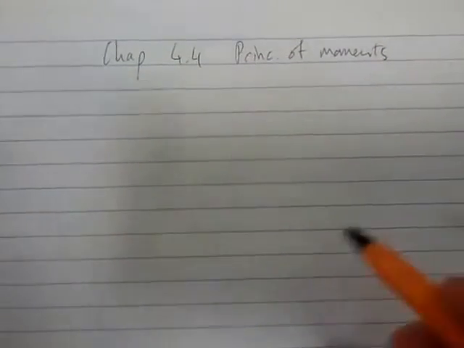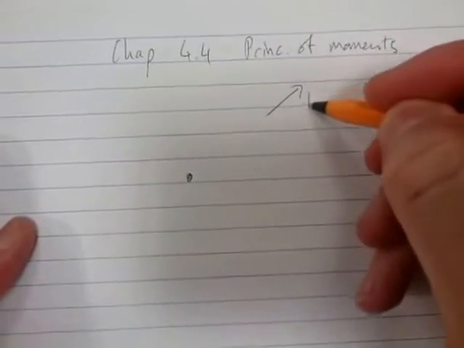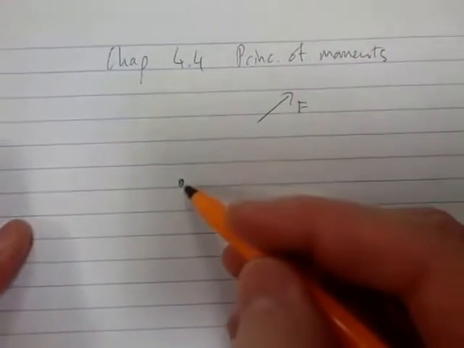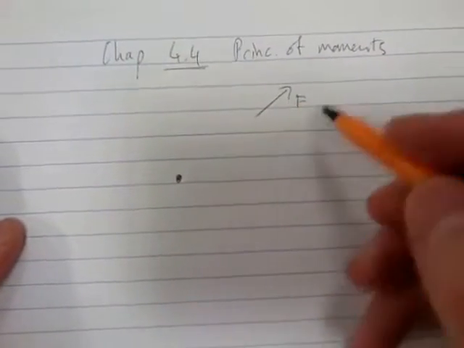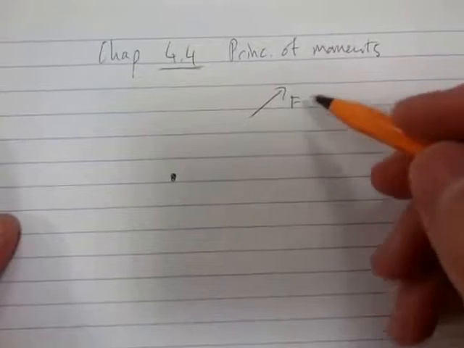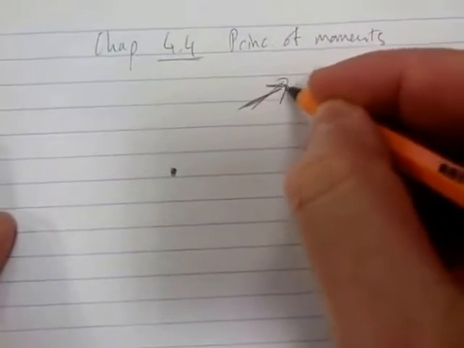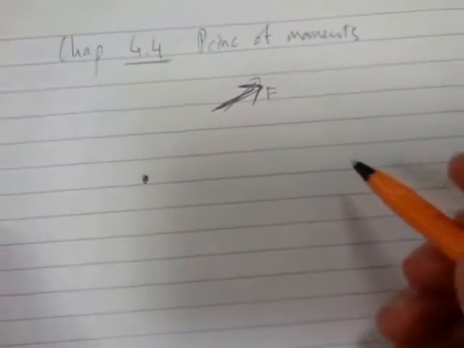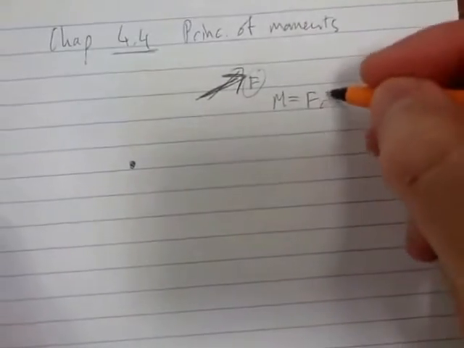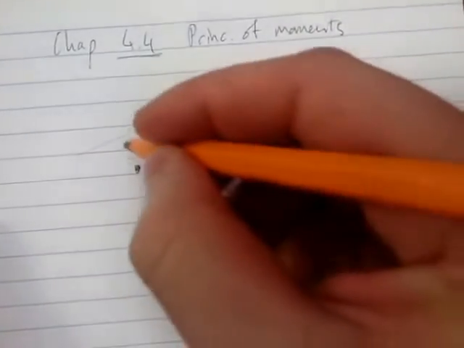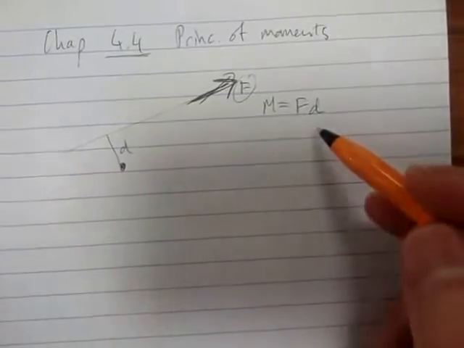So remember, what is the principle of moments? If we have a point here and we've got a force acting there, and remember this is 4.4, we're not dealing with couples here, we're just dealing with a force and we're trying to find the moment of that force. Let's change the angle of this force like that. The first thing we want to do if we want to find a moment is we need the force, and in scalar form we need this perpendicular distance. Moment equals force times distance.